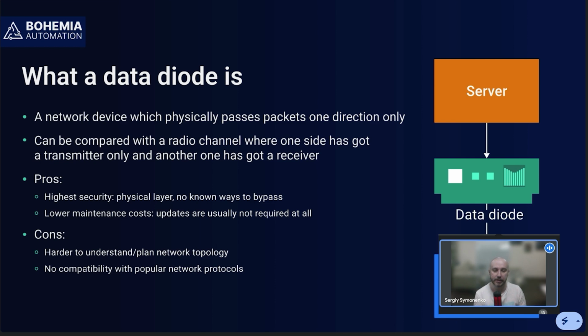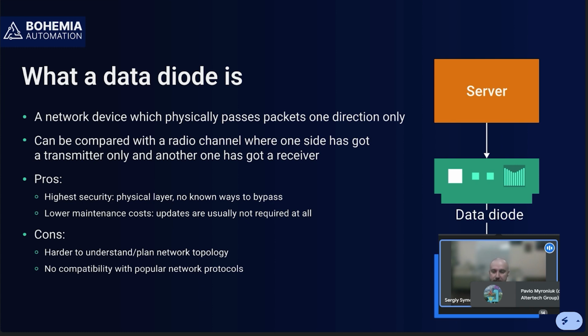So the solution is, sometimes when you need only a unidirectional network and you're happy with this, you can go with data diodes. A data diode is a device which turns your network physically unidirectional. It can be compared to a radio channel where you have only a receiver but no transmitter, and the other side has no receiver at all. So if the other side has no receiver, you just can't send anything there.